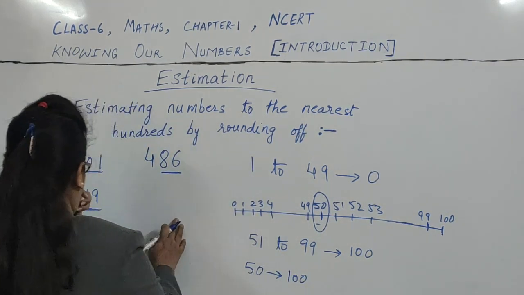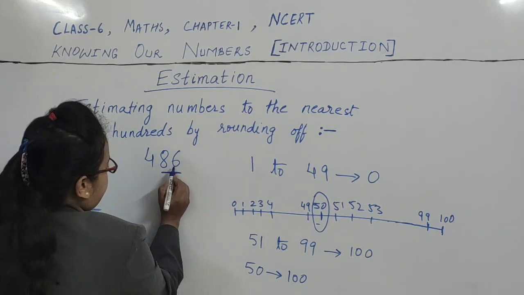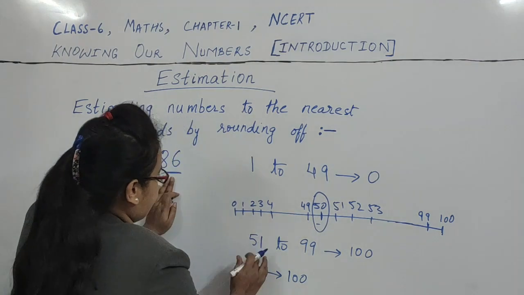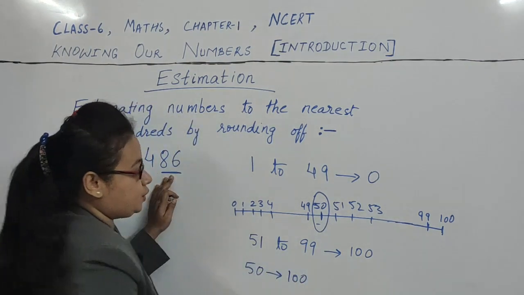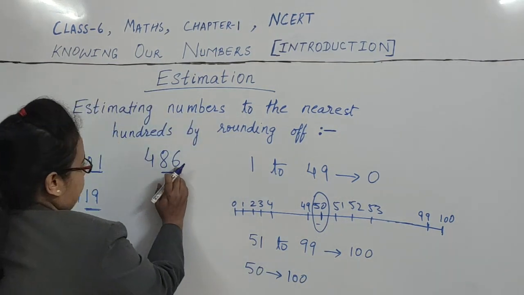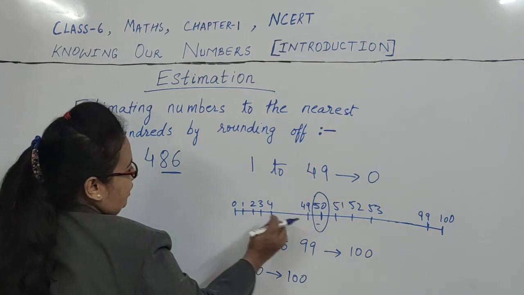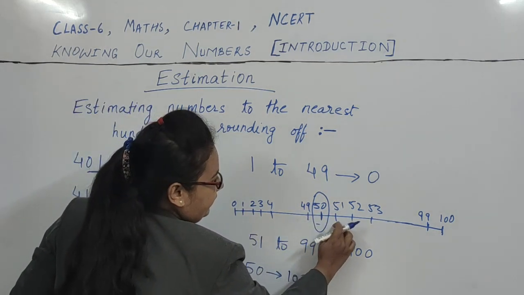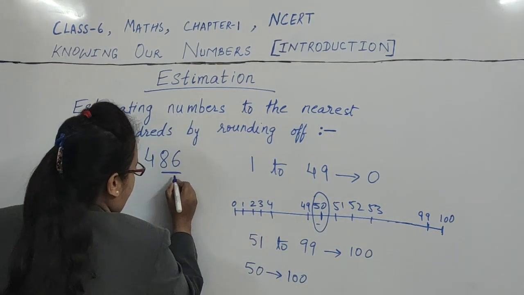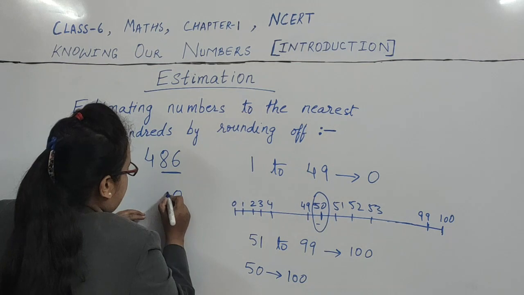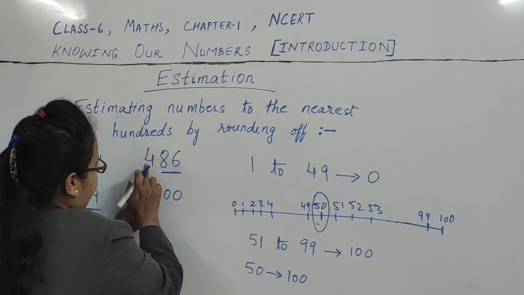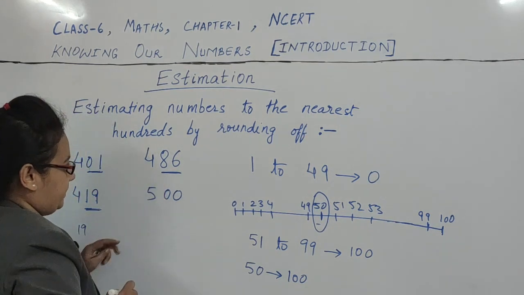Okay, now let us do this one. These two digits form the number 86, and 86 is between 51 to 99, so it will be rounded off to 100. So this 86 will be rounded off to 100 because it lies between 51 to 99. So it is closer to 100. Rounded off to 100 means 0, 0, and 1 is carried. Okay, so this 1 plus 4 will be 5.